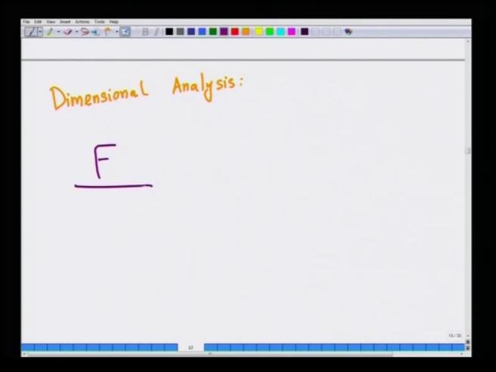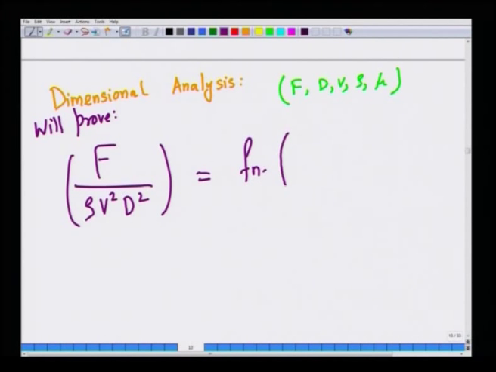can write the functional relationship between the 5 variables F, d, v, rho, mu as a functional relationship between just 2 groups, but these groups are non-dimensional. We will prove that this functional relationship among these 5 variables can be written as F over rho v squared d squared is a function of rho v d by mu. These 2 groups are non-dimensional.